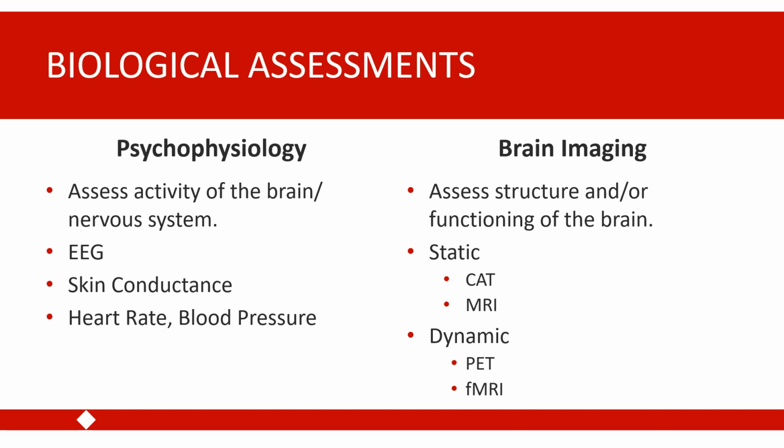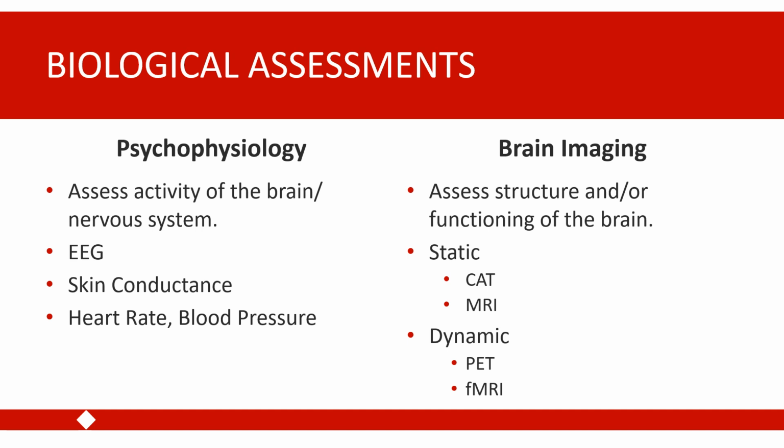brain or nervous system. We might also be interested in using brain imaging to assess the structure or the functioning of different regions of the brain. So if we are interested in learning about the structure of the brain, for example, if we are interested in identifying whether there might be damage to a particular region of the brain, we would use static brain imaging techniques. So these give us still snapshots or pictures of the brain that can show us brain structure. So examples of static brain imaging techniques include things like CAT scans or CT scans, and magnetic resonance imaging. So both of these are static imaging techniques that will give us a still picture of the brain.